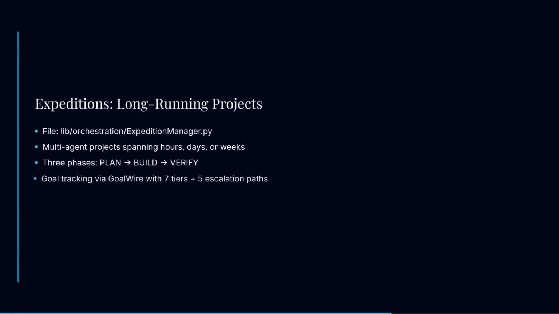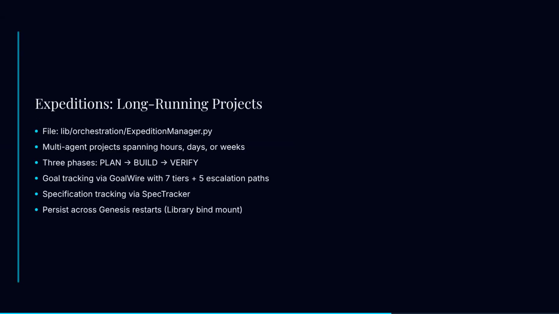Expeditions, long-running projects. Expeditions handle long-running multi-agent projects, and the 6 key attributes are on screen. The implementation lives in lib/orchestration/expedition_manager.py. These are multi-agent projects spanning hours, days, or weeks. 3 phases: plan, build, verify. Goal tracking runs through GoalWire with 7 tiers and 5 escalation paths. Spec Tracker monitors whether the work stays aligned with original specifications throughout all phases.